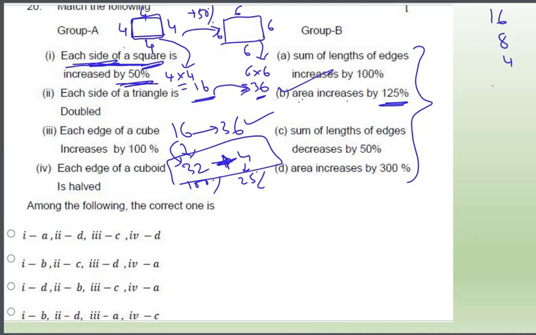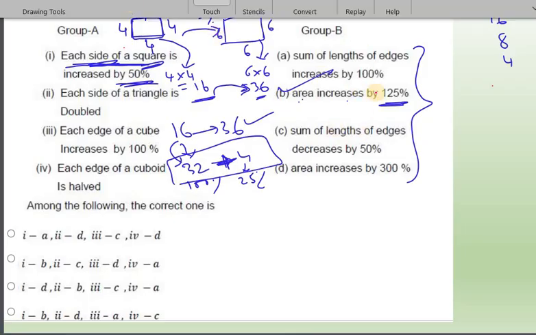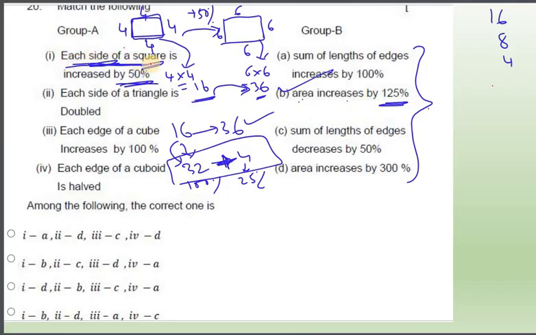I will clear this one, and I will write here with some other color so that we know. For the first one, what is the correct answer? B. Now we have two options. Here we are having B, here we are having B. But when you go to the second one, they have done wrong calculation. Not exactly wrong, because each side of a triangle means they should mention equilateral triangle or some other triangle. Then we can come to this conclusion. Otherwise we will not.